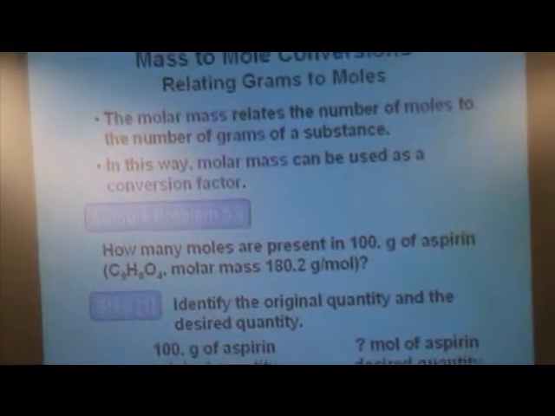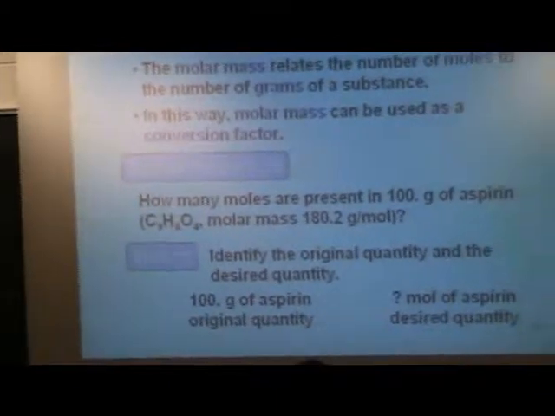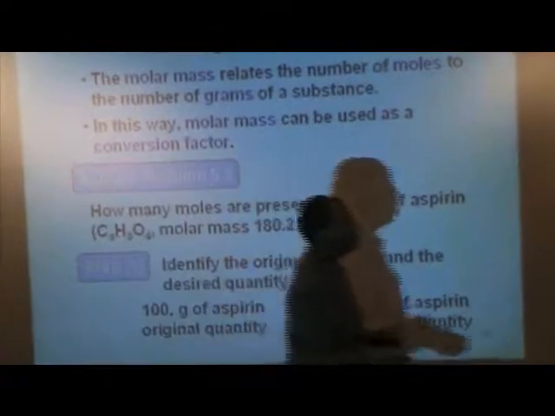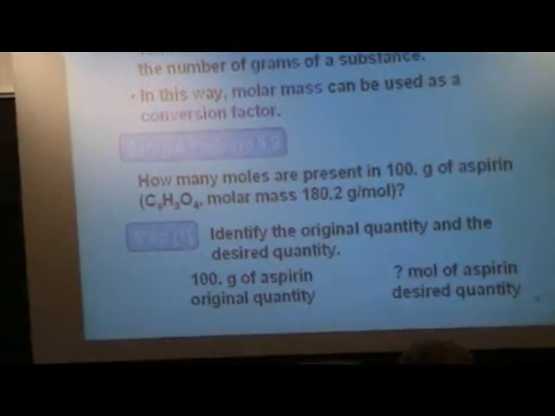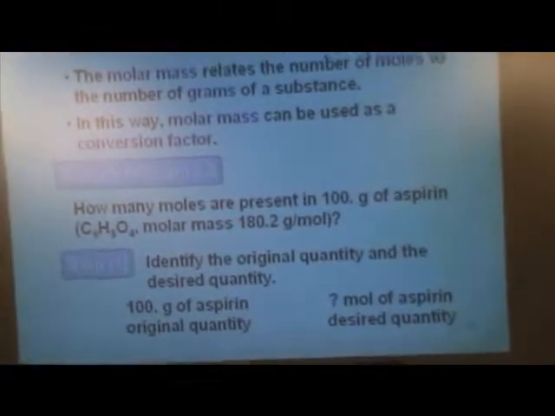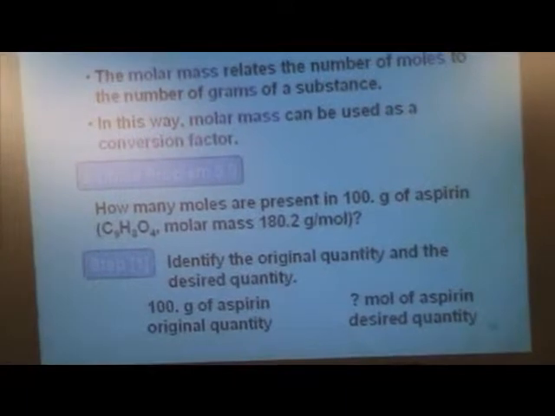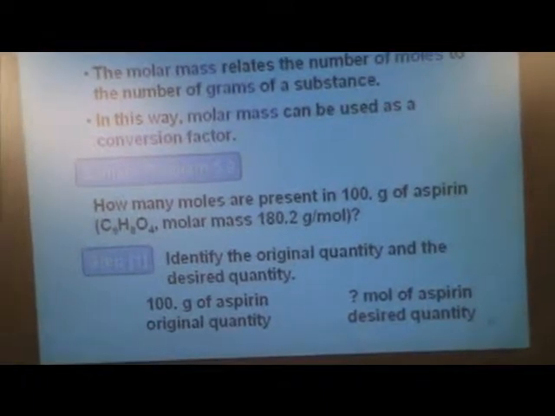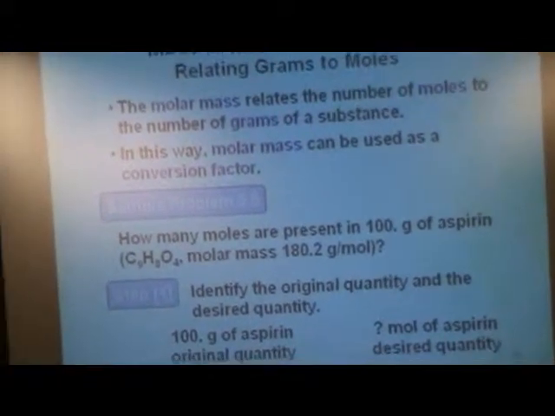How do you answer that? Because we know that 1 mole is 180. But if I have 100 grams, how many moles do I have? You divide 100 by 180, so 100 grams divided by 180.